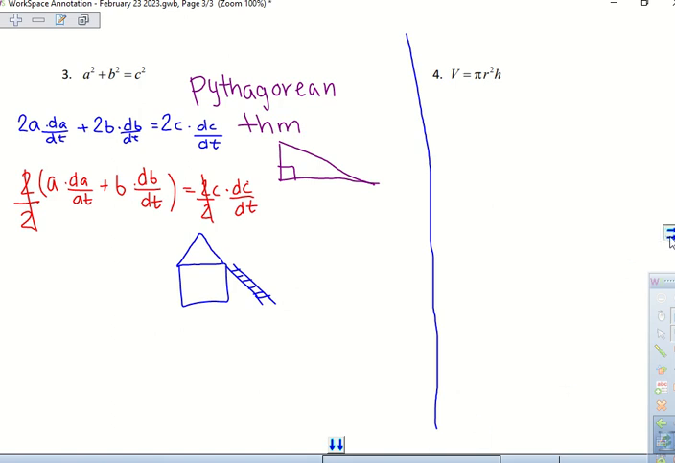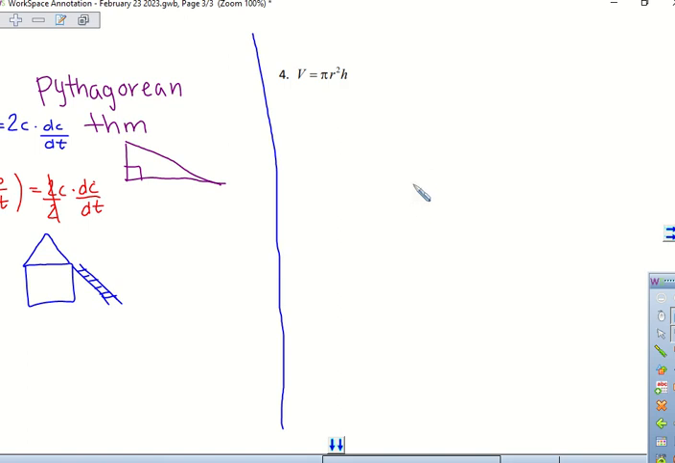So the next one. Anybody know what this formula is for? Volume of a circle. Cylinder. Volume of a cylinder.